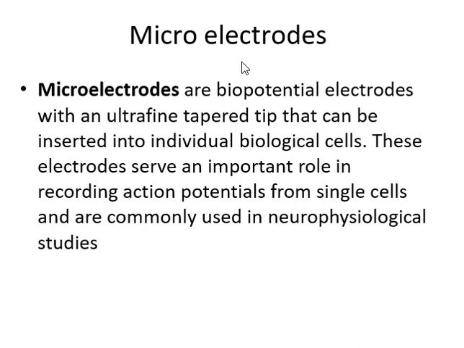And the next one is the microelectrode. Microelectrodes are biopotential electrodes with an ultrafine tapered tip that can be inserted into individual biological cells. These electrodes serve an important role in recording action potentials from single cells and are commonly used in neurophysiological studies. Microelectrodes are very small electrodes, about 1 micrometer in dimension, that can be inserted into the plasma membrane without destroying or causing damage to the cell.